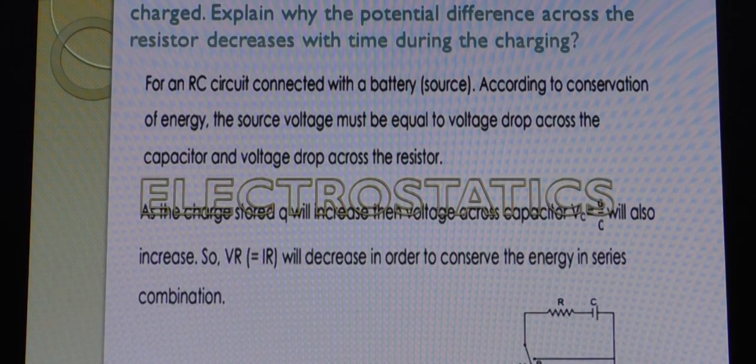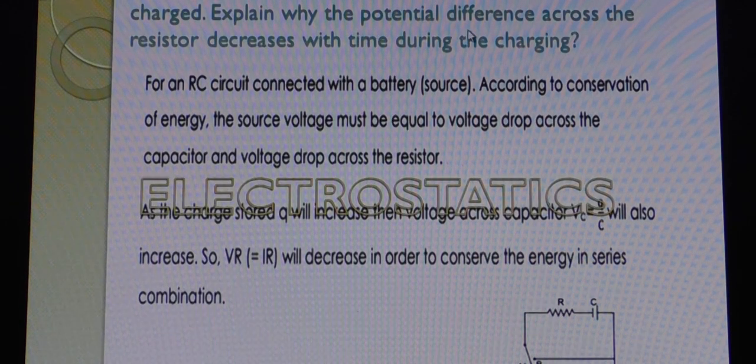Question number 11. A capacitor is connected in series with a resistor and charged. Let me show here a circuit diagram. Here is a resistor of resistance R. Here is a capacitor of capacitance C, and it is connected in series.